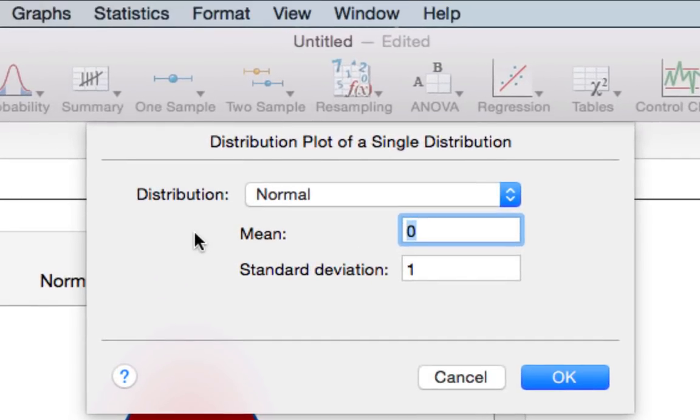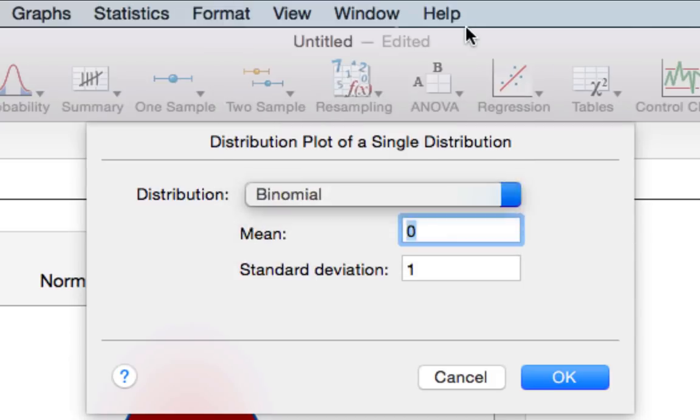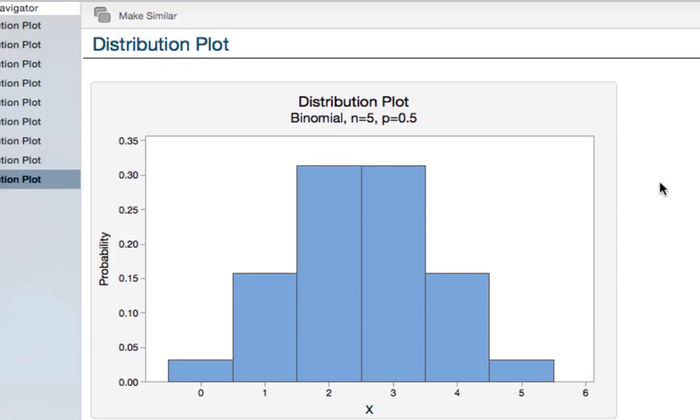The default in Minitab Express, again, is a standard normal distribution, but now we have a binomial distribution. We have 5 trials because we're flipping the coin 5 times. And on each trial, the probability of getting tails is 0.50. When we click OK, Minitab Express will give us a distribution plot for this binomial variable with n equals 5 trials and a probability of success on each trial of p equals 0.5.